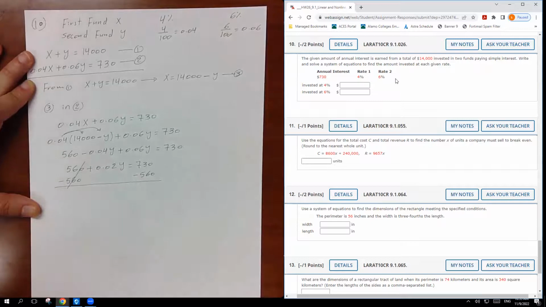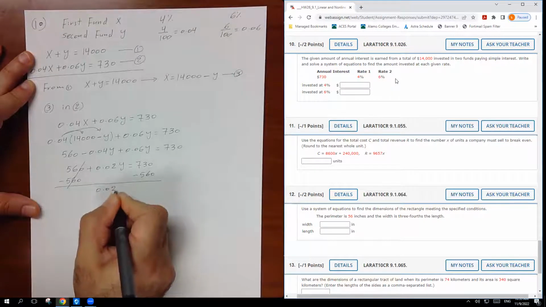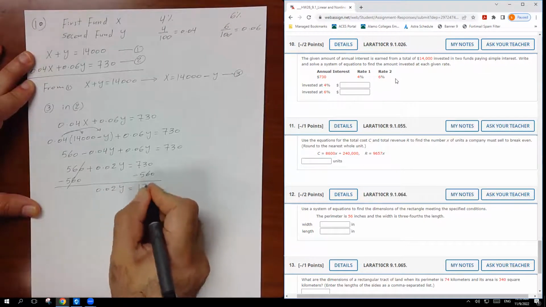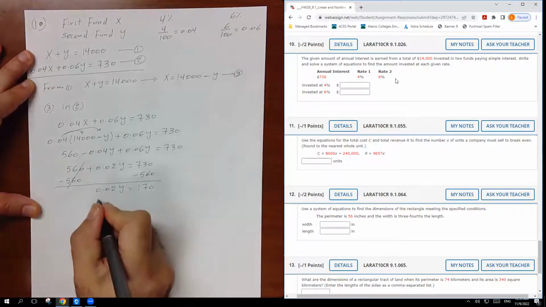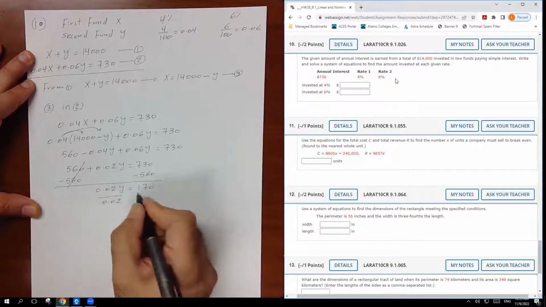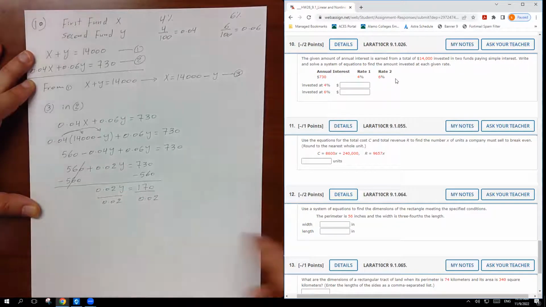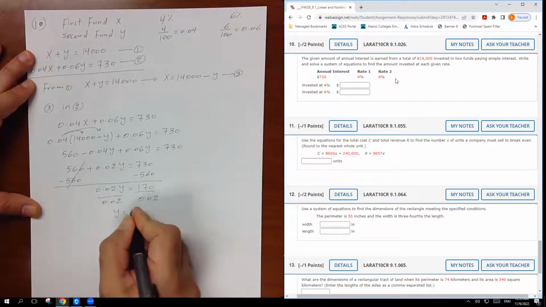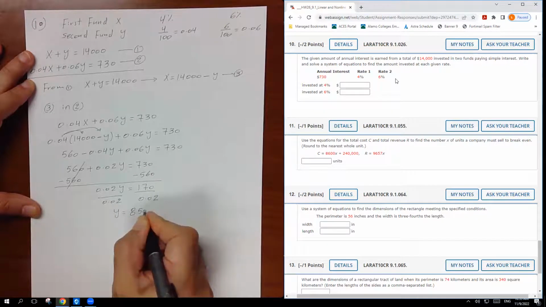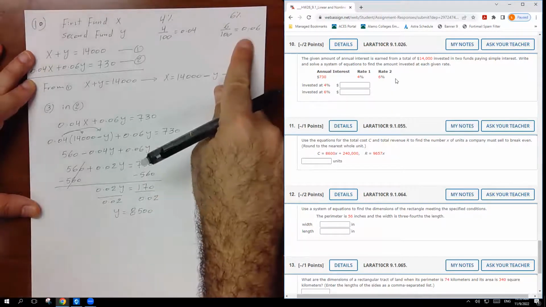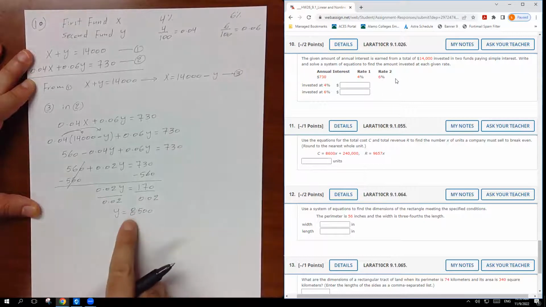Cancel here. So 730 minus 560 is going to be 170. Yes, we can divide it by this one, equal 170. Now divide both sides by 0.02. So 170 divided by 0.02 is going to be 8,500. That means y is going to be 8,500. This is the y, that means the 60% is going to be 8,500.